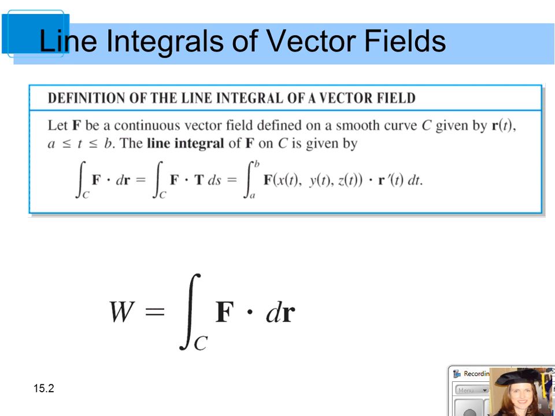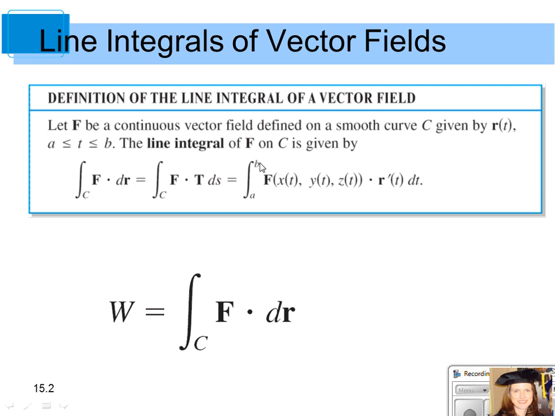Now the definition of a line integral of a vector field is as follows. F is a continuous vector field defined on a smooth curve C given by r of t, where the time intervals from a to b. The line integral of F on C is given by this line integral over C of F dot dr. Again, F and r are in bold, so those represent vector functions. So this is equal to the dot product of F with T ds.